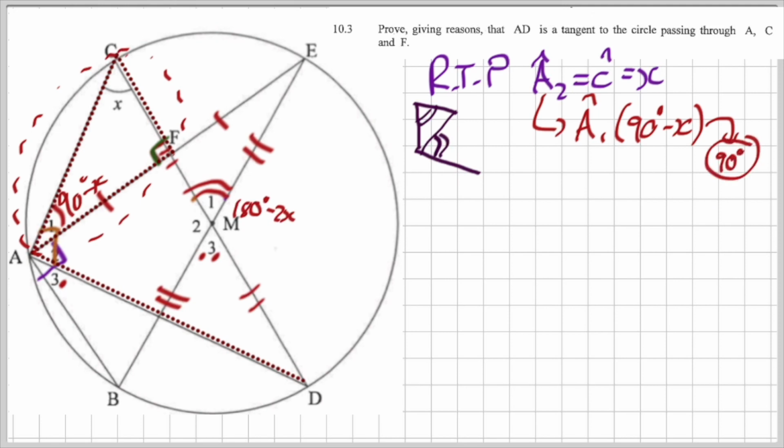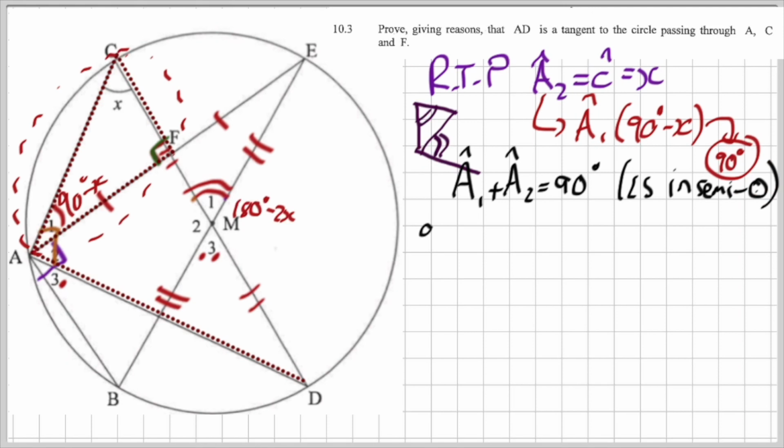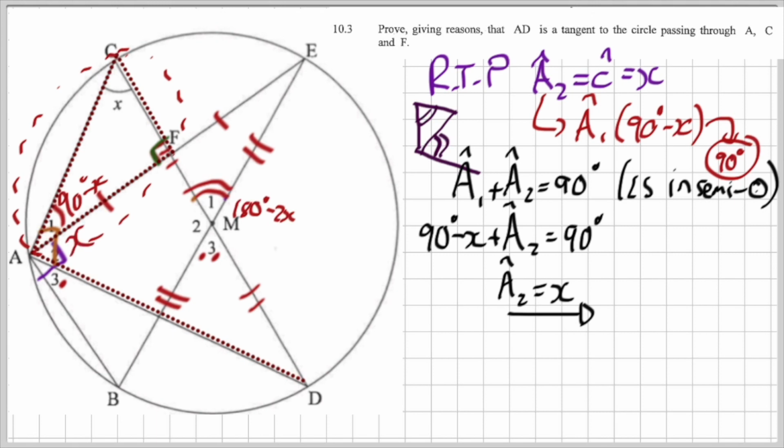Why? Because together they add up to 90 degrees. Remember angles in a semicircle. So that is my thought process. That A2 and A1, the sum of them is 90 degrees, angles in a semicircle. If I substitute what I've got for A1 into that equation, and I solve for A2, I get x. So understand, ladies and gents, there I now have x.